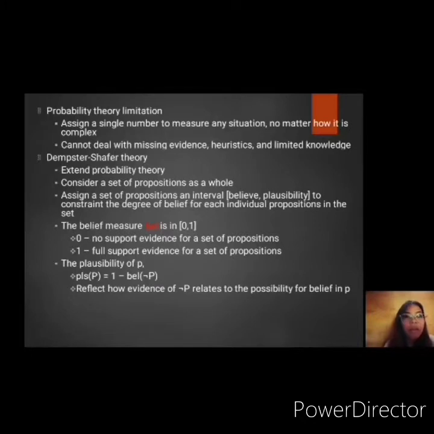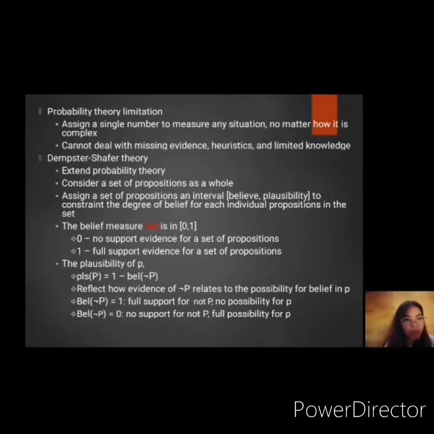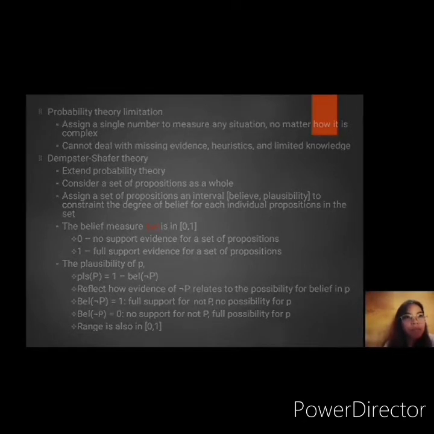Okay. Then, we have here that it reflects how evidence of not P relates to the possibility for belief in P. Then, Bel(not P) equal to 1 means full support for not P, but no possibility for P. Then, Bel(not P) equal to 0 means no support for not P, so it has full possibility for P. And then the range is also 0 to 1.